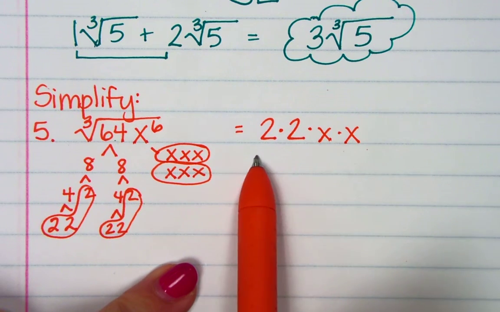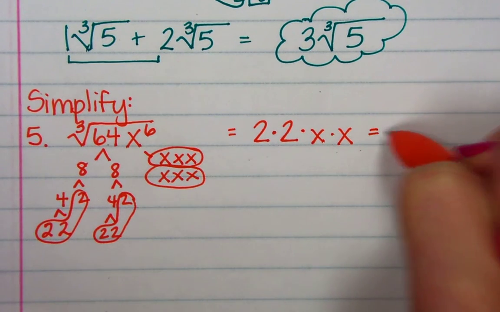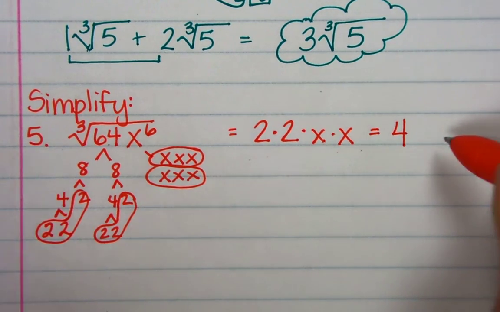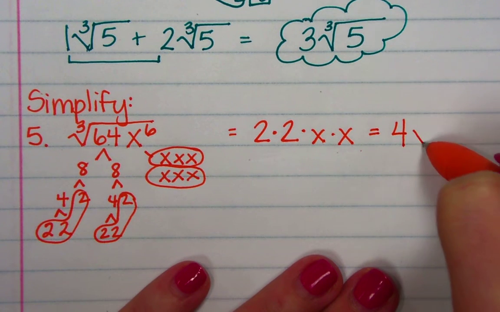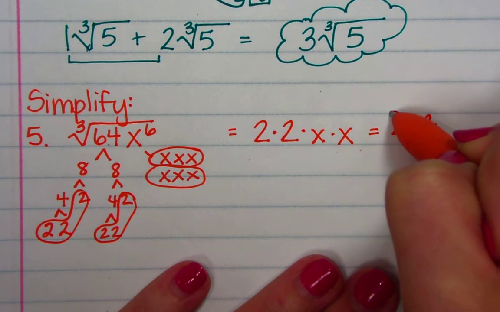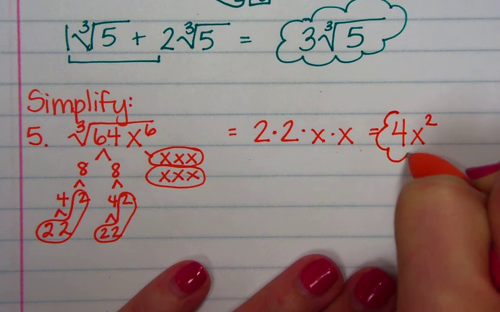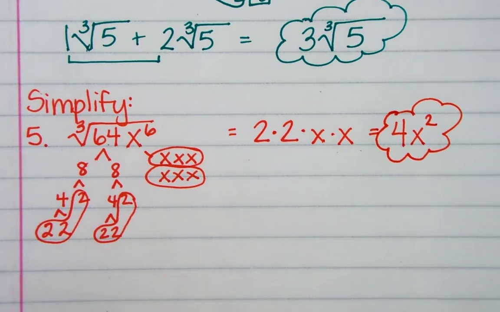Simplify this further, right? What's 2 times 2? 4, right? What's x times x? X squared. Okay. 4x squared would be my answer here. If there's leftovers, they still go back inside, but there's not been any leftovers on this one. So there we go.